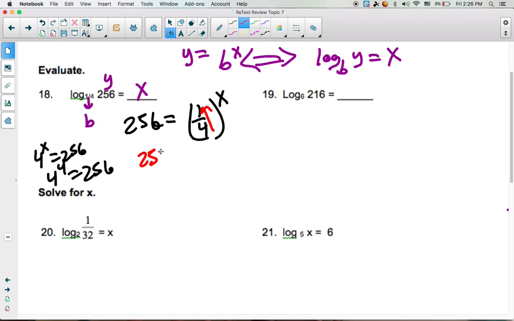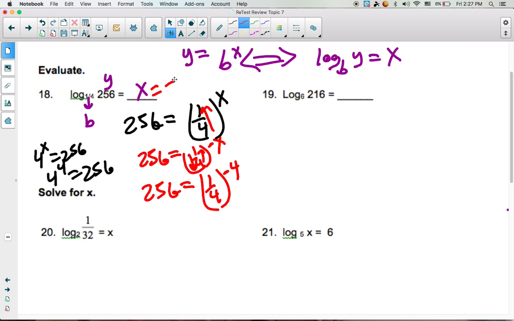So 256 equals 1/4, it'd have to be a negative x, and that negative would make this 4 and the 1 flip places. And then we know that 4 to the 4th power is 256, so 256 is equal to 1/4 raised to the negative 4 power. So you could take your calculator, go 1 divided by 4, raise it to the negative 4 power, and it will give you 256. So x will equal negative 4.